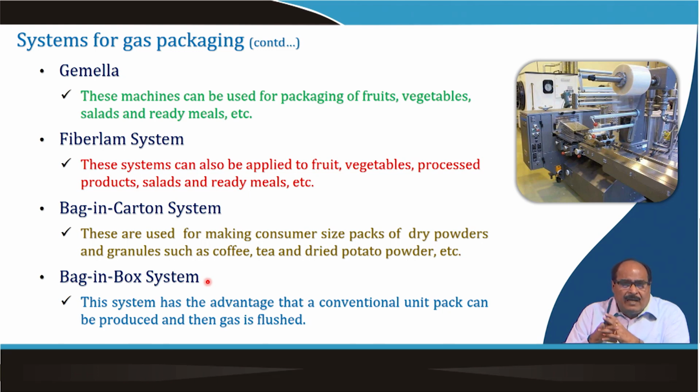Even the fibre lamp system can also be applied on fruit and vegetables. Bag in carton systems are used for making consumer size packs of dry powders and granules such as coffee, tea, dried potato powder, or bag in box systems. This is the advantage: a conventional unit pack can be produced and then gas is flushed.